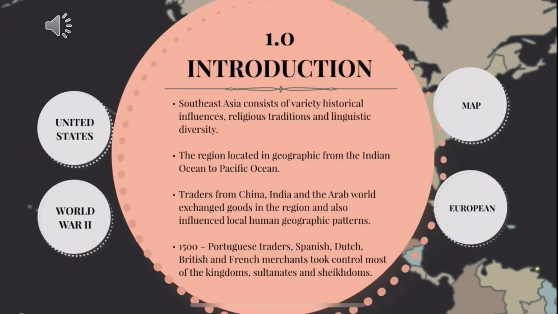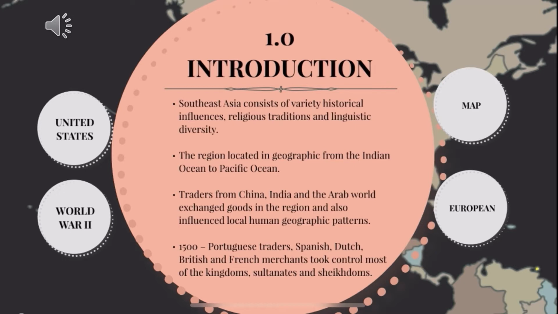2.0 Introduction. Southeast Asia consists of various historical influences, religious traditions, and linguistic diversity. Some of the world's longest established indigenous groups still live in traditional ways amid expanding modern cultures. Also, commerce and conquest brought a lasting imprint of Buddhism, Hinduism, and Islam to the region.